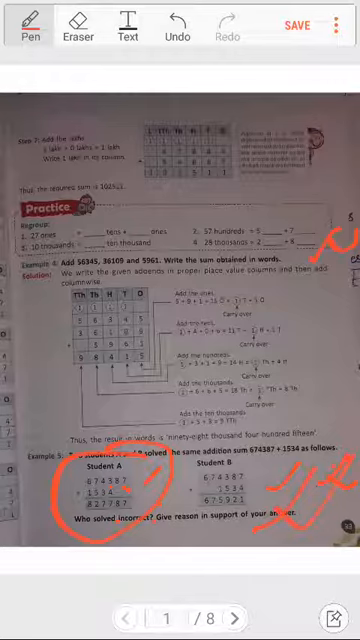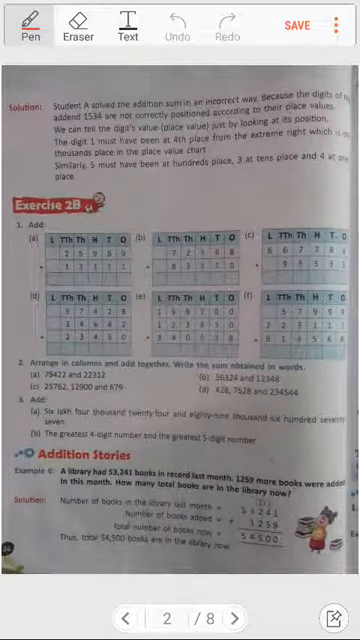Student B solved it rightly. If you see the next page of the book, the answer is shown there. Here it has been said that student A solved the addition sum in an incorrect way. Incorrect means the wrong way, because the digits of the addend, that is 1,534, are not correctly positioned according to their place values. We can tell the place value of a digit just by looking at its position.